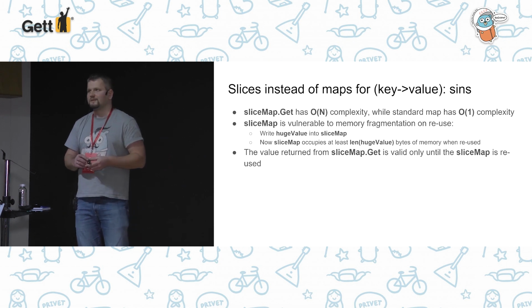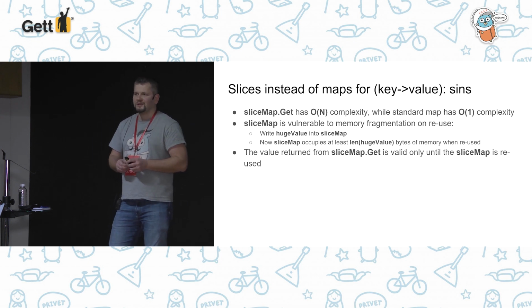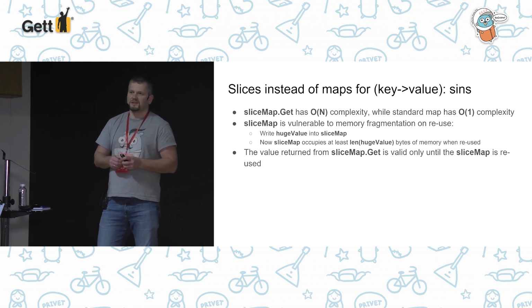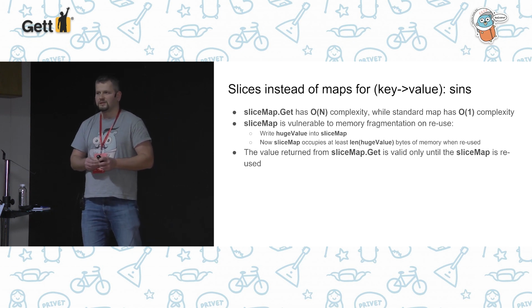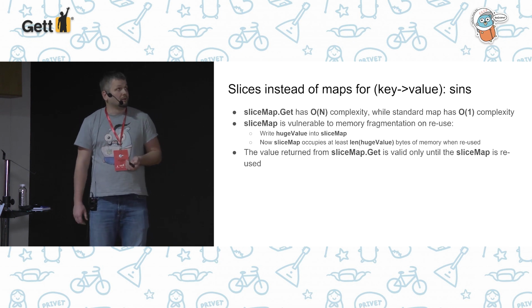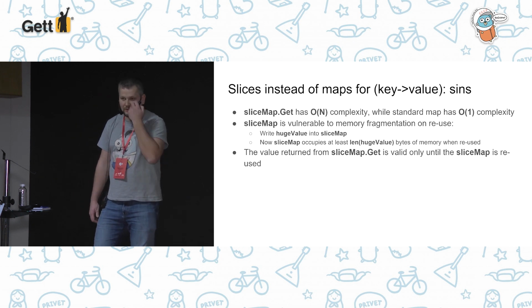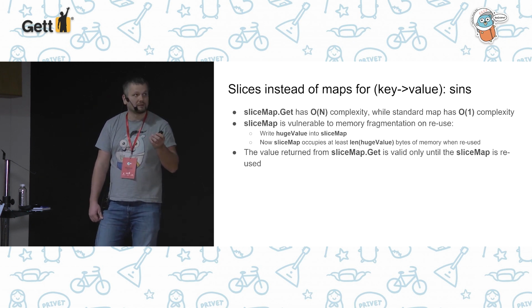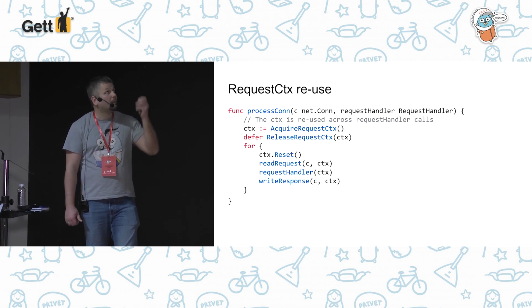Another drawback is that slice map is prone to fragmentation. If you keep or save some large value in the slice map, let's say a megabyte-large key or value, then after that the slice map will always take this megabyte, even if you replace that value by small ones. And the last drawback here is that the value returned from slice map belongs to the slice map and therefore becomes invalid after the slice map has been reused. And you have to remember that.